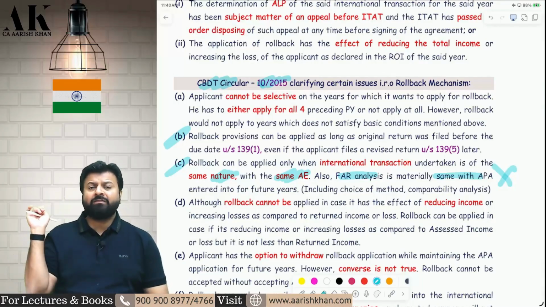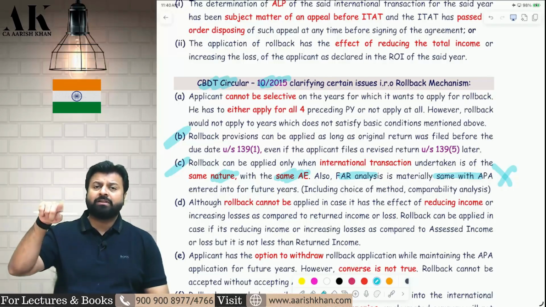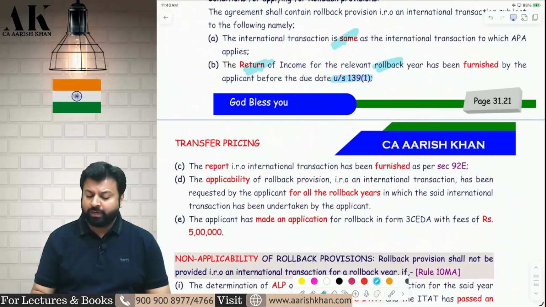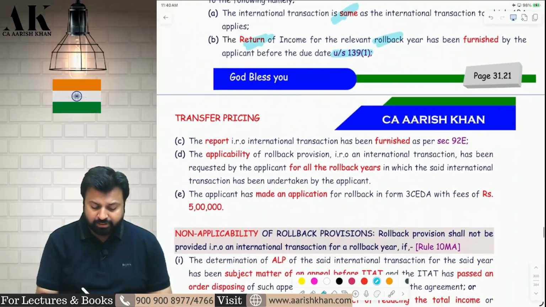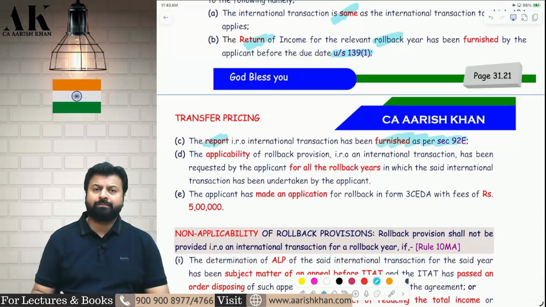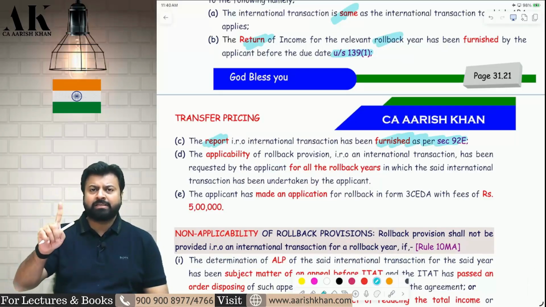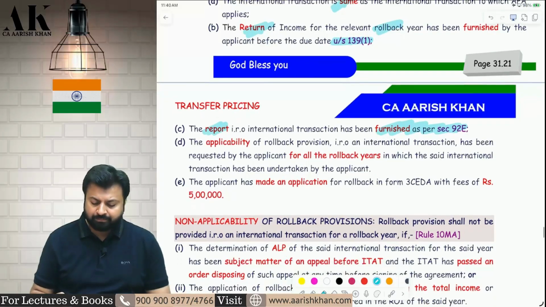So if the original return of the rollback year was filed on time under 139(1) and then it is revised under 139(5), you can roll back. But if the original return is filed under 139(4), you cannot roll back. Third condition: for the rollback year, you have filed the report under Form 3CEB under 92E. So for all the 4 rollback years, you should file the report under Form 3CEB under Section 92E.